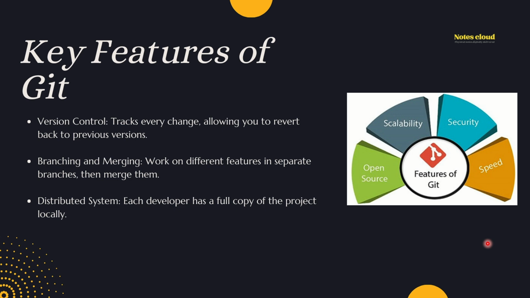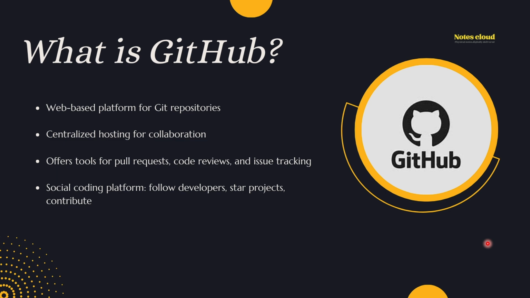What is GitHub? Now let's move on to GitHub. GitHub is a web-based platform that hosts Git repositories. It provides a centralized place where you can store your Git projects online. With GitHub, you can collaborate with others by sharing code, reviewing changes, and managing project issues. It also offers features like pull requests, which help in code review and discussion, making teamwork more efficient.